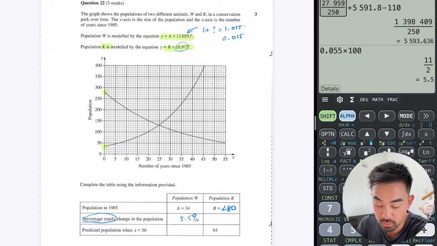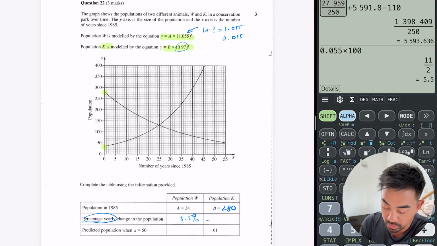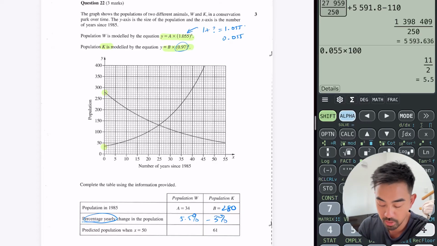And what about this one? Well, because it's declining, it's like declining balance. It's 1 minus something gave us 0.97. Well, it's obviously 0.03. So it's going down 3%.